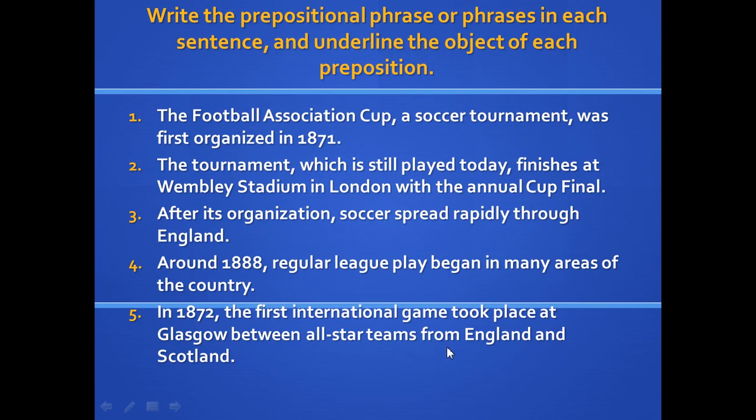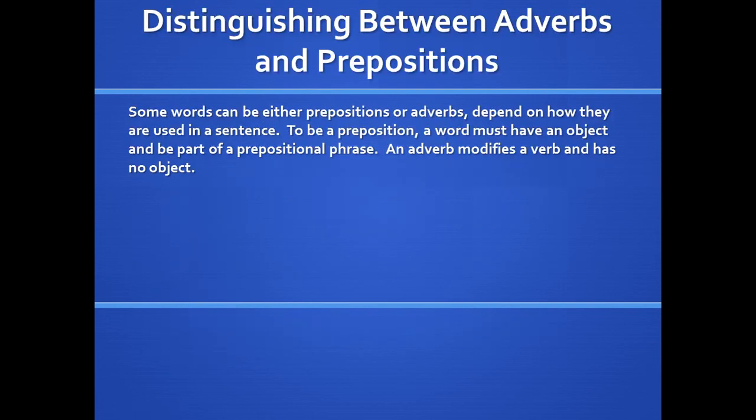We have the third prepositional phrase, from England and Scotland. Here we have from the preposition, and England is one object. The second object will be Scotland. We are not going to use and because it's a modifier. So these are the objects of the preposition in this sentence.